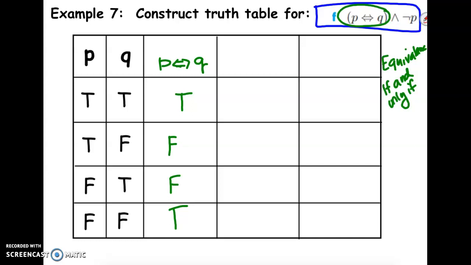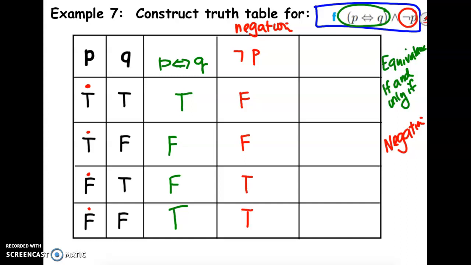Now we're going to look at the next symbol. This is not P, so it's considered a negation of P, so the opposite of P. So that'll be in our 4th column, so negation. So we're going to do the opposite of these truth values. If this is true, the opposite would be false. This one's true, the opposite is false. This one's false, the opposite is true. This is false, so the opposite is true.